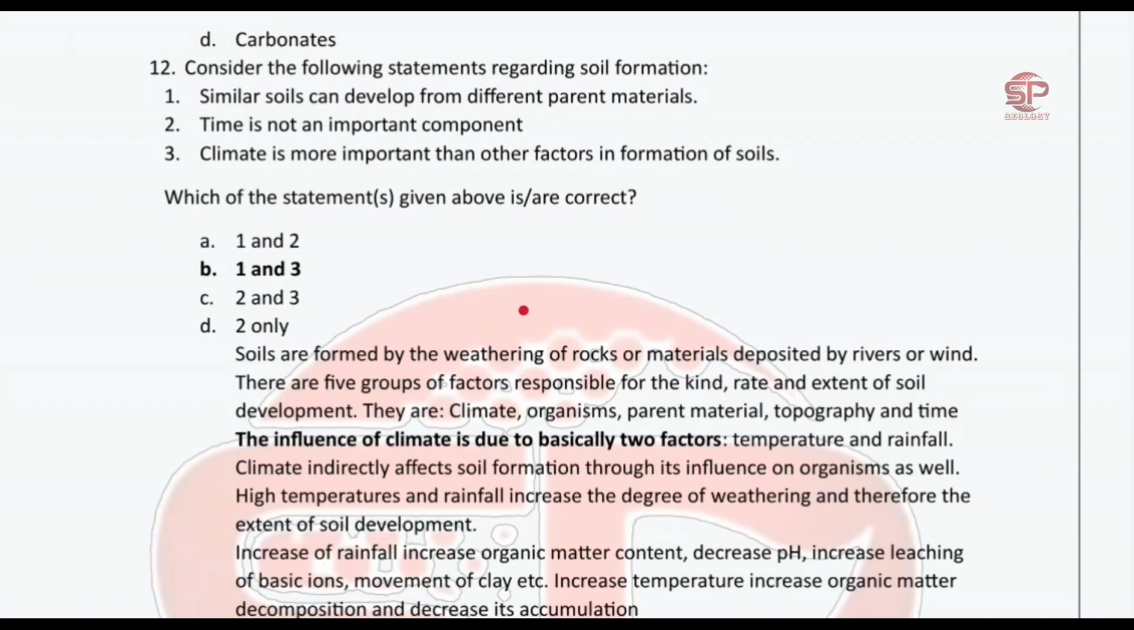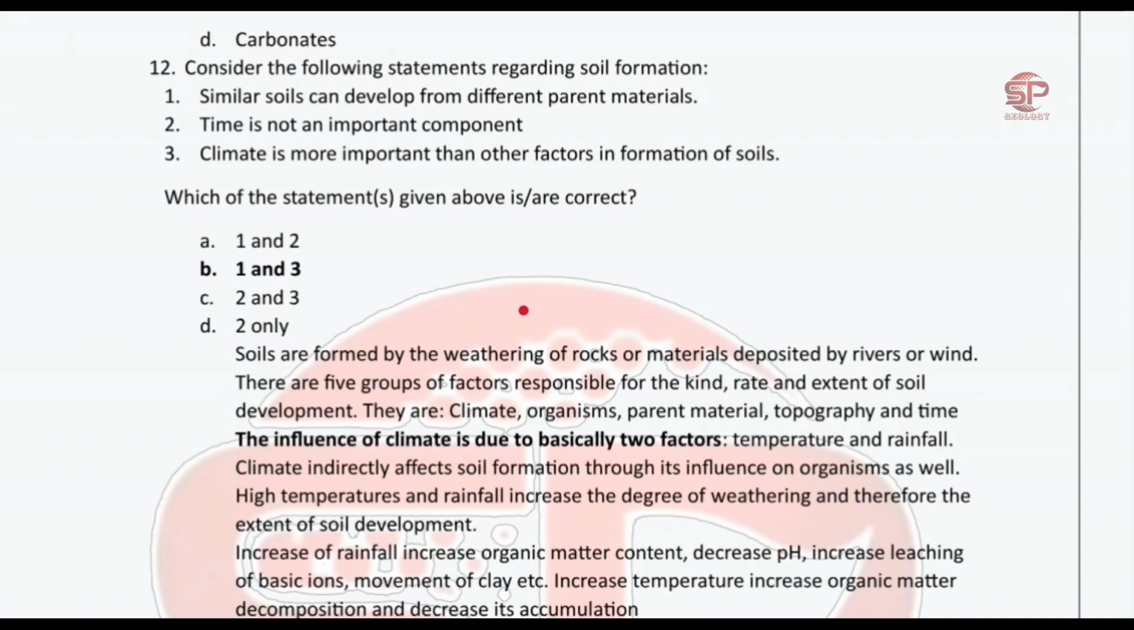Let's consider the following statements regarding soil formation. I think similar soil can develop from different parent materials. Soils are developed by the weathering, or disintegration, of rocks. It is not formed from a specific type of rock. It can form from different types of rock. So similar soil can develop from different parent materials. Then, time is not an important component. Obviously, soil formation is a very slow process, so time is very important in the formation of soil.